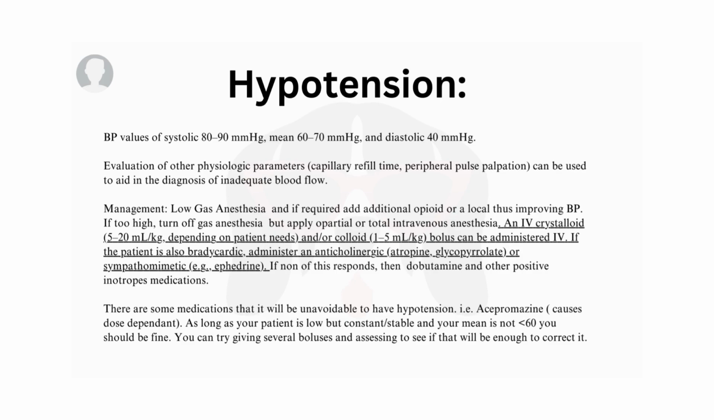There are some medications that when you use them, it's unavoidable to have hypotension. An example of this is acepromazine, which causes dose-dependent hypotension. So as long as your patient is low but constant and stable, and your mean is not less than 60, you should be fine. You can try giving several boluses and assessing to see if that will be enough to correct it.